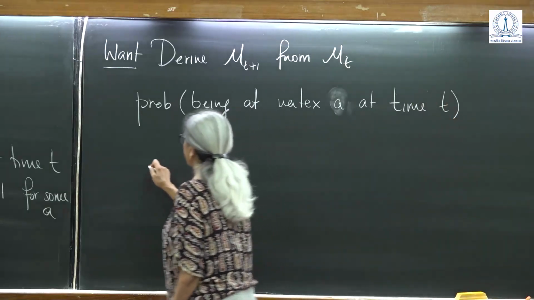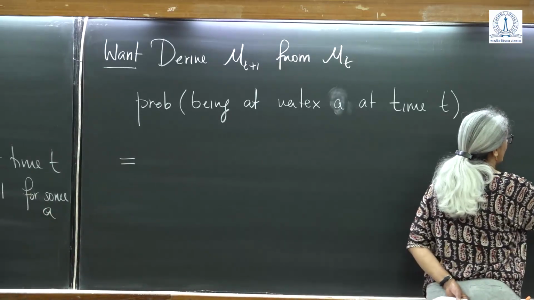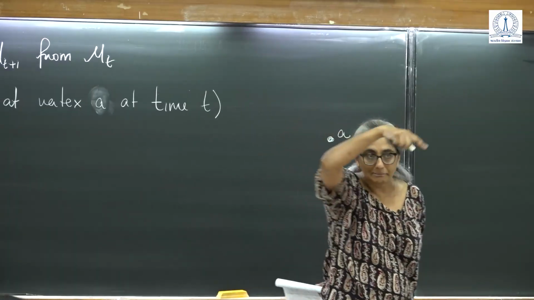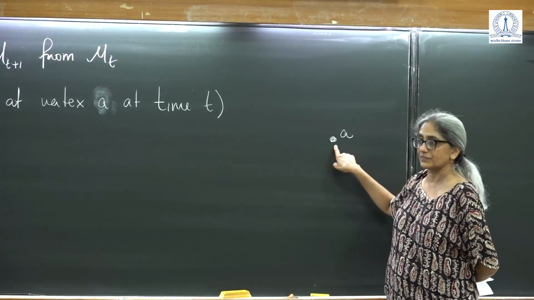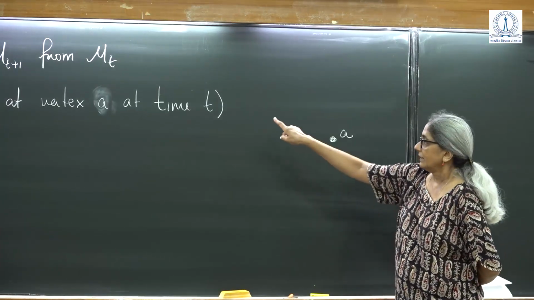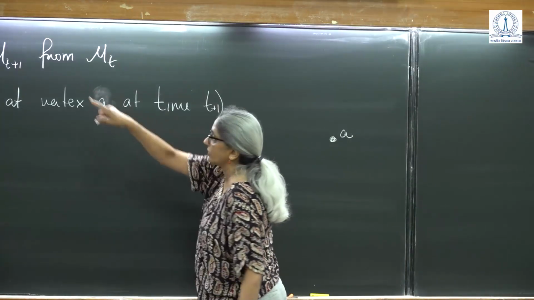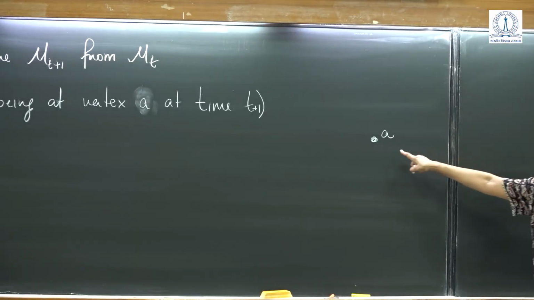How do we calculate it? Let's think about this. Now this is a different A. This is not my initial A. I just pick some A in my graph, and I want to know what is the probability of being at this vertex at time t plus 1, because we're trying to calculate mu t plus 1. Good? So what's the probability of being here?